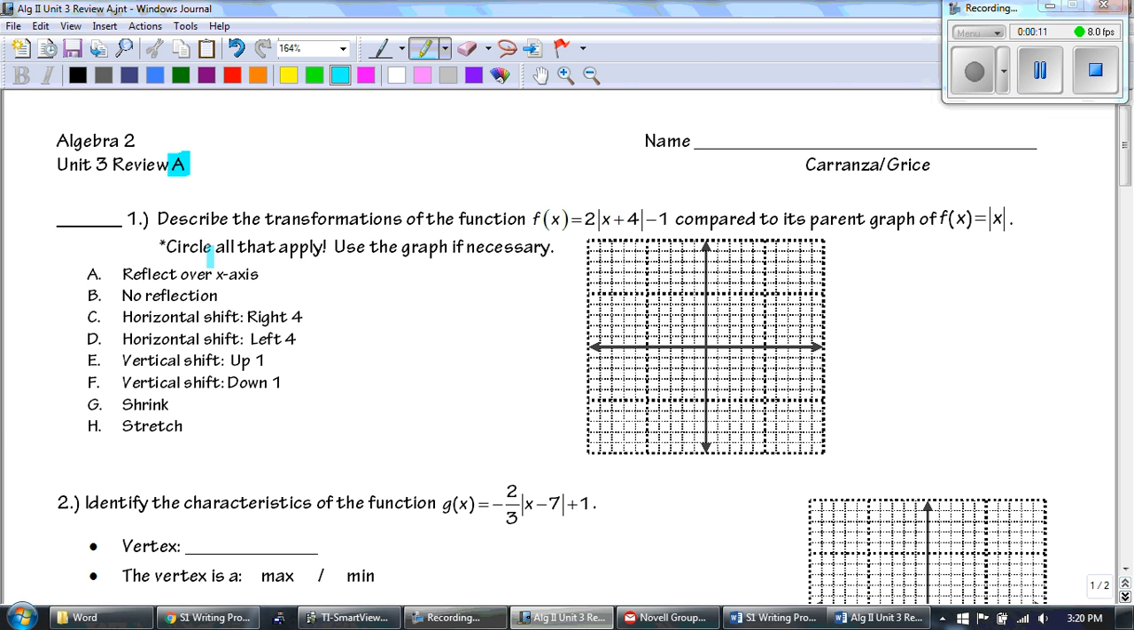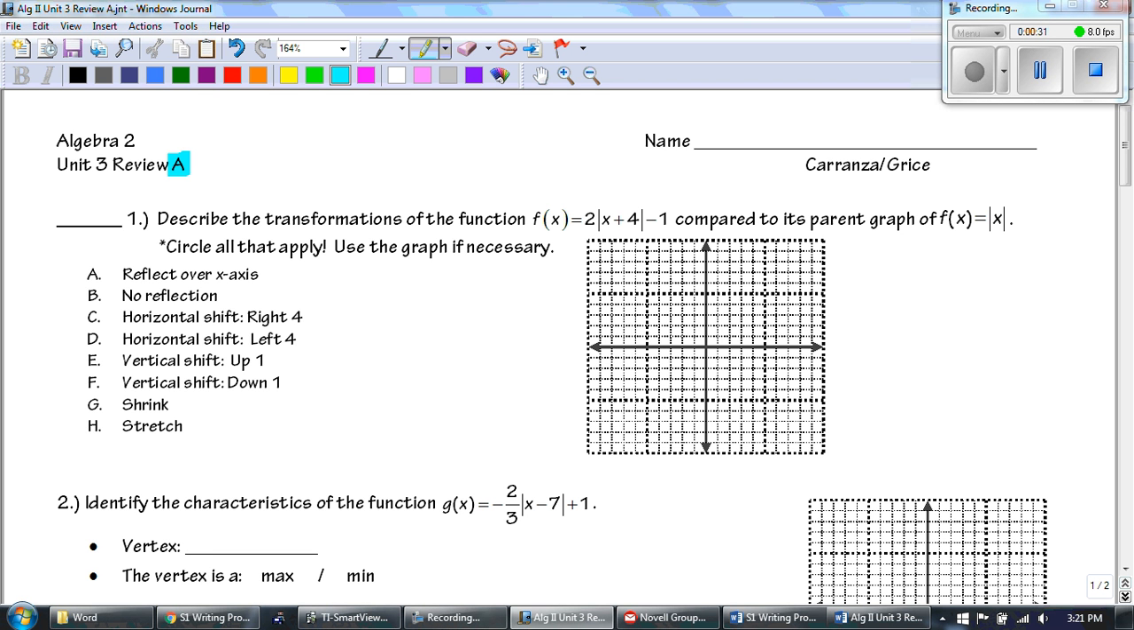Let's get to it. Describe the transformation of the function f of x equals 2 times the absolute value of x plus 4 minus 1 compared to its parent graph of f of x equals the absolute value of x. So, circle all that apply. Use the graph if necessary.